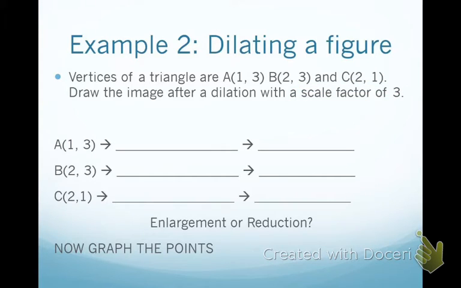1 times 3 and 3 times 3. Okay, I take my x value and I multiply it by 3, and I take my y value and I multiply it by 3. X and y, and that gives me my new ordered pair. That's the image, and it's dilated with a scale factor of 3.